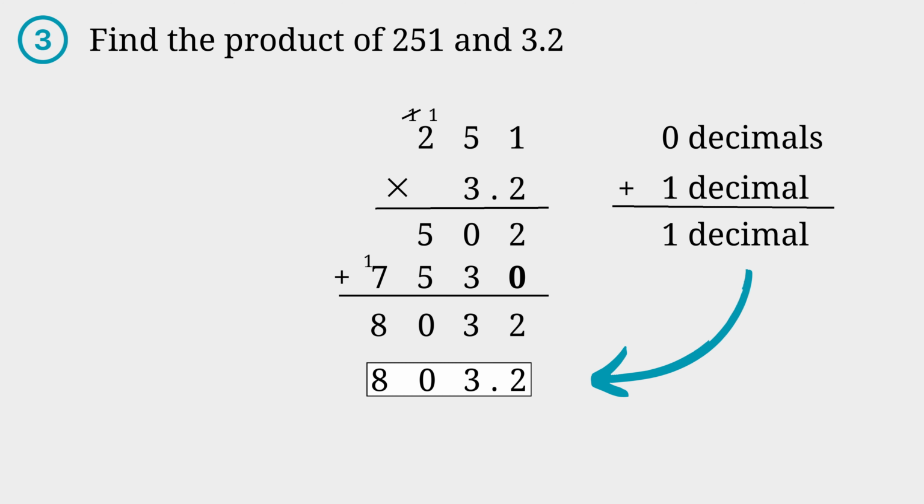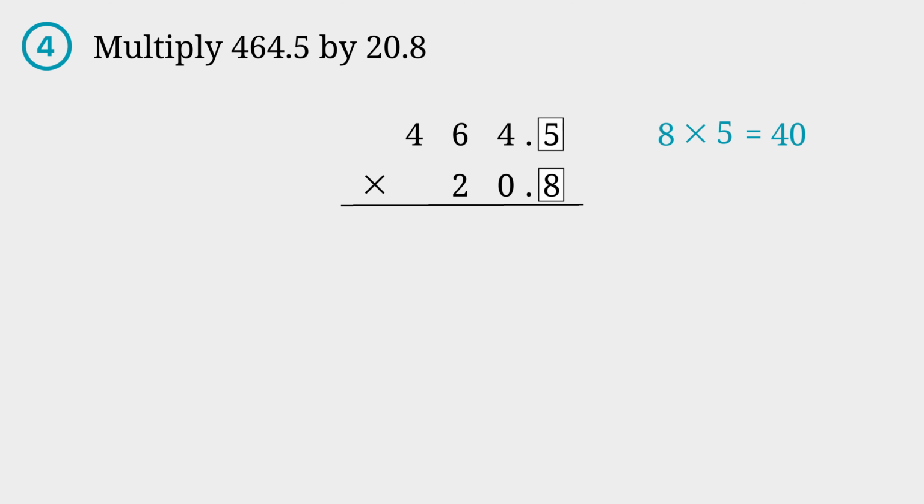Now for the trickiest example, number 4. Multiply 464.5 by 20.8. Here you can see that we are going to multiply a number with a 3-digit number, and it will be done like so. Write the two values underneath each other. 8 times 5 is 40, so write a 0 in the new line and a small 4 at the next digit, which is also 4.